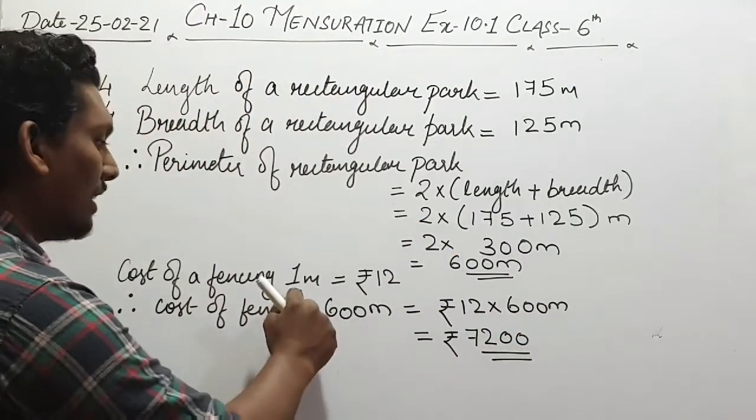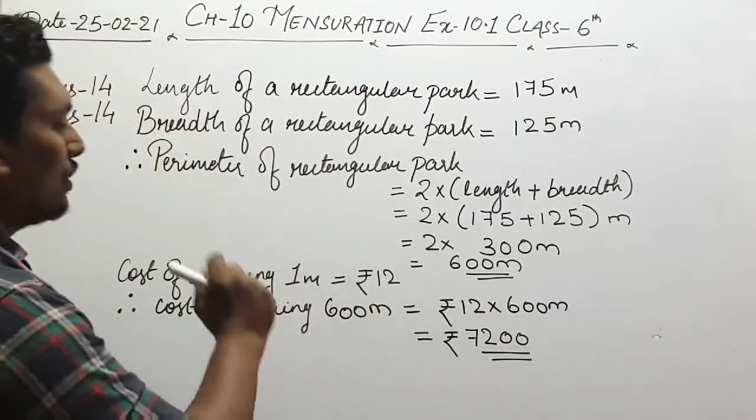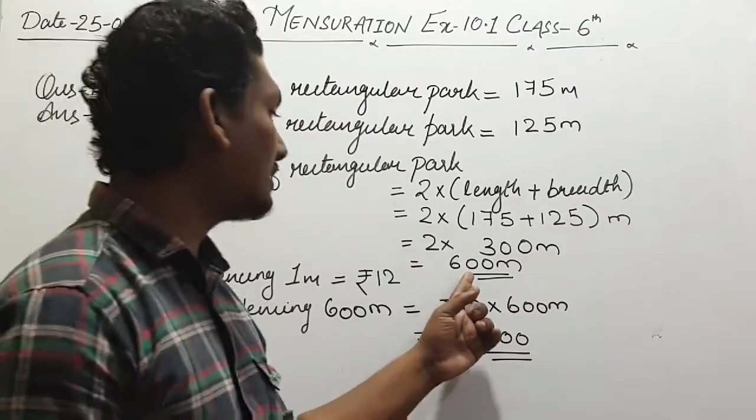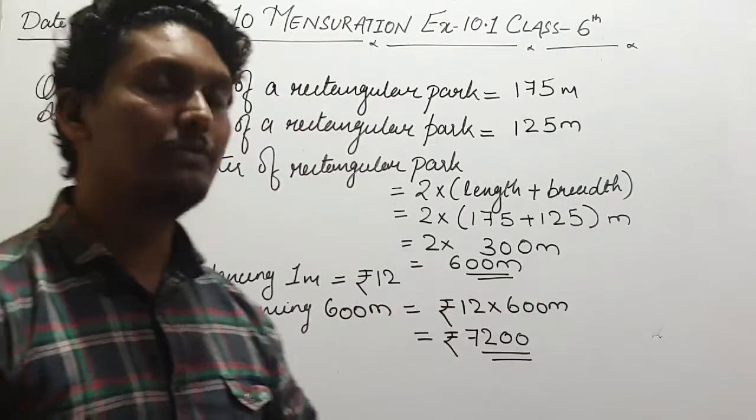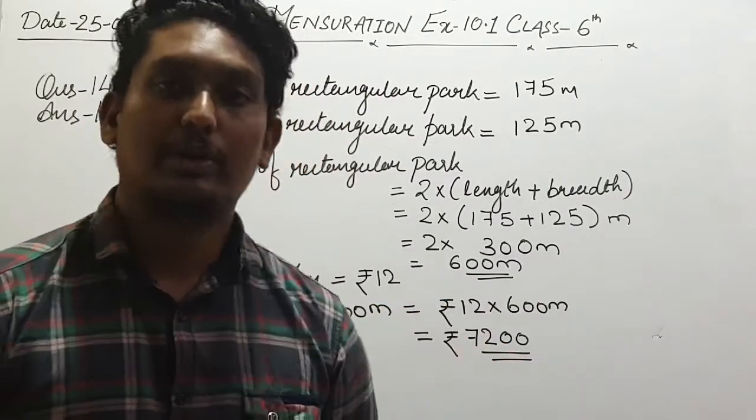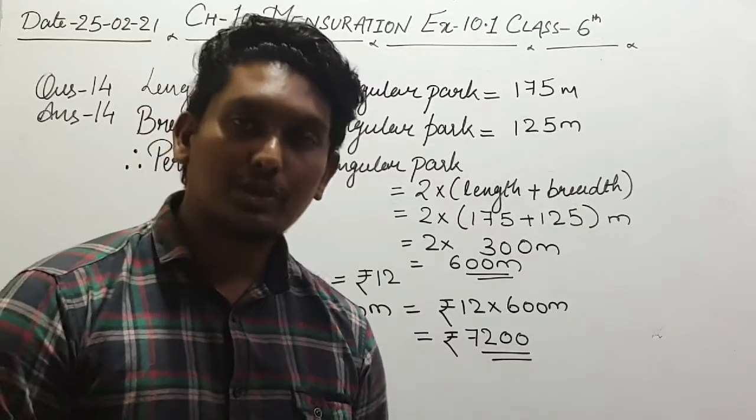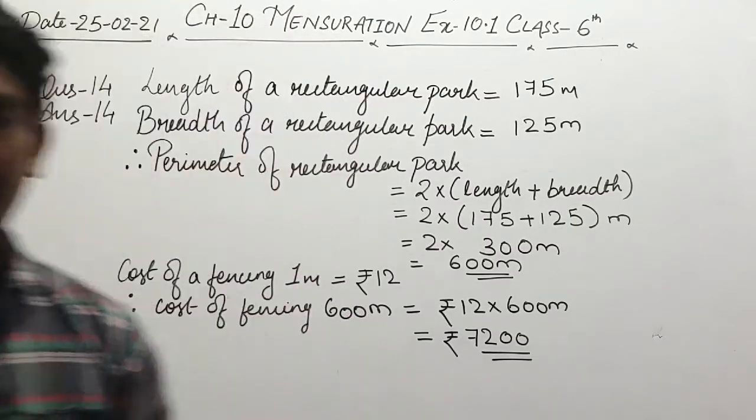Then the cost is given for 1 meter, that is rupees 12. So how many meters we are having? We got 600 meters. Just multiply with 12. So you will get 7,200 rupees. Okay. Hope the question is clear to you. Just go through it.